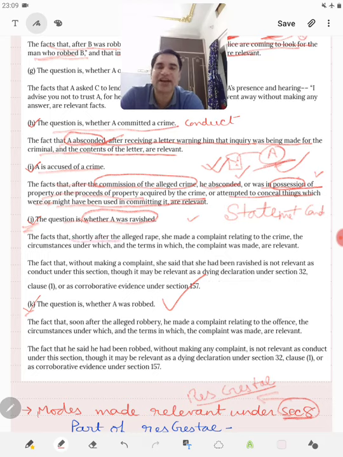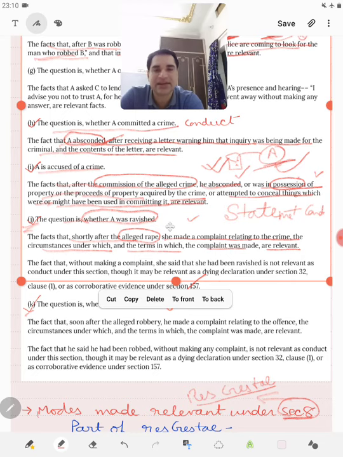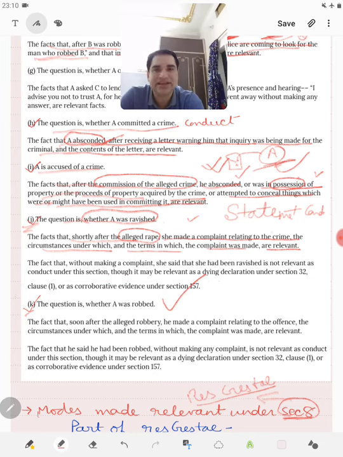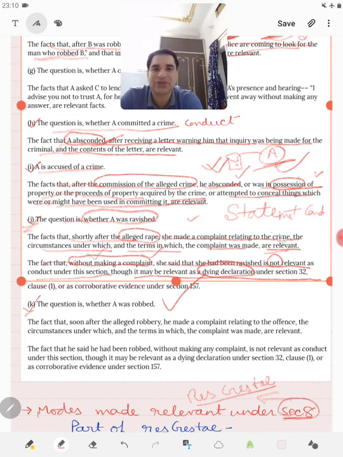The fact that shortly after the alleged rape, she made a complaint relating to the crime, the circumstances under which and the terms in which the complaint was made are relevant. So, if A is raped and A makes a complaint, then the circumstances and the terms are all relevant. But the fact that without making a complaint, she said that she had been ravished is not relevant as conduct under this section, though it may be relevant as a dying declaration under section 32. So if she has made a complaint, it will be relevant.